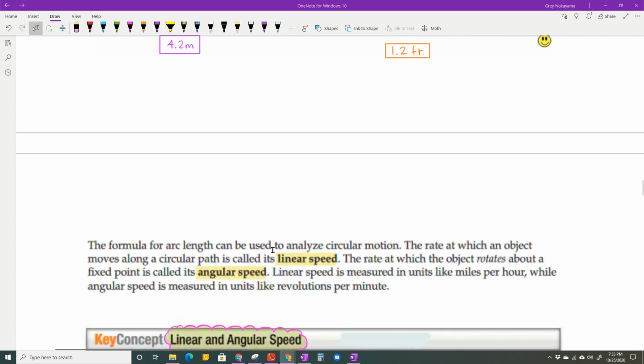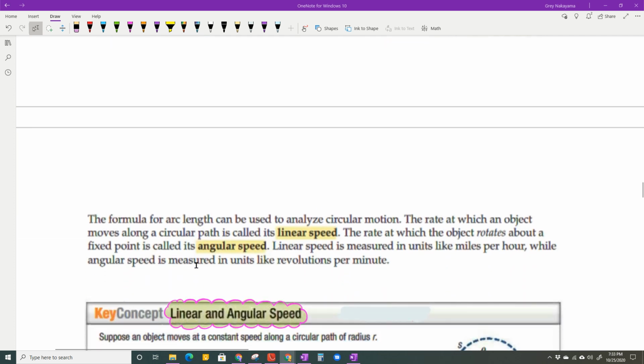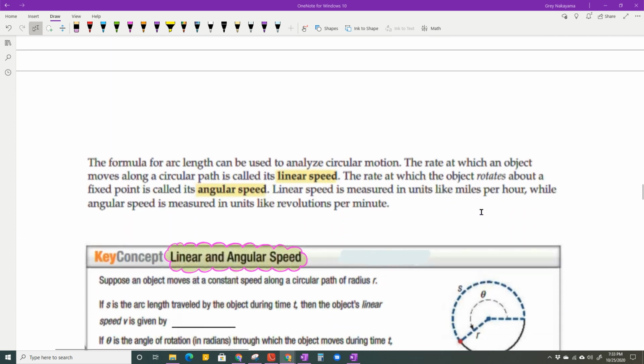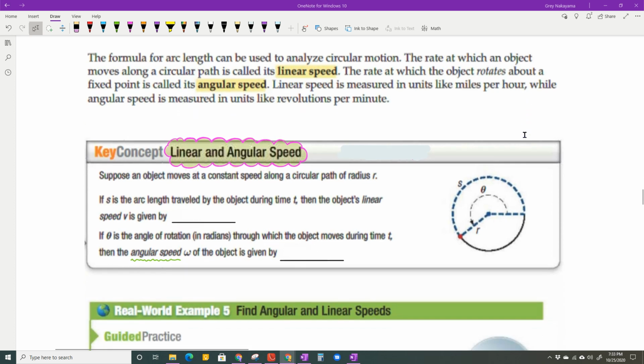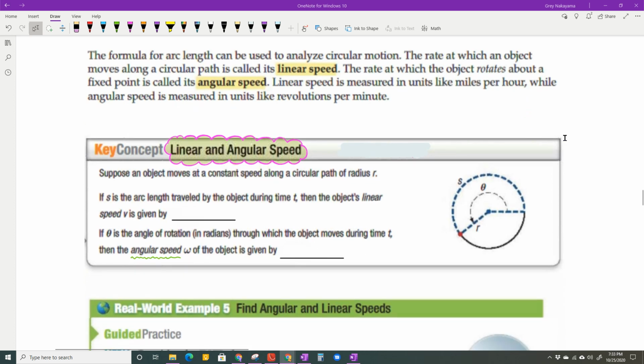Okay, so the next part is talking about linear speed and angular speed, which can be a little challenging for some. And I promise you all, the easiest thing to do with this is to pay attention to your labels. If you will keep those labels in the problem, then you will see that this is just an application of something that you learned hopefully since 8th grade. It's called dimensional analysis. It's called factor label.